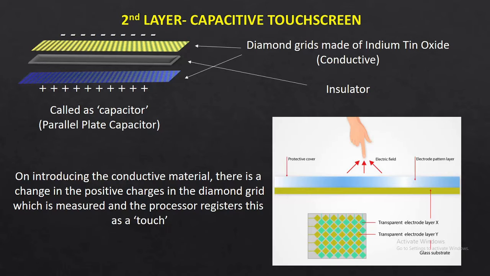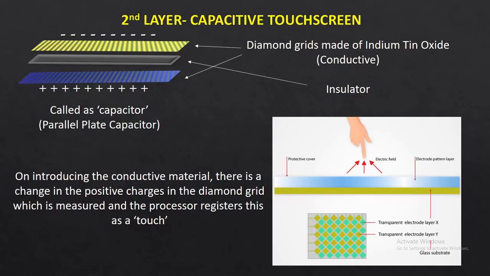If we consider that one of the diamond grids consists of a large number of electrons, this generates a negative electric field on the same diamond grid, which causes the same number of positive charges to build on another diamond grid. This whole setup is called a capacitor. Now if we move our finger close to this capacitor, it disrupts the electric field, which changes the number of positive charges in one of the diamond grids. This change is measured and the processor registers this as a touch.